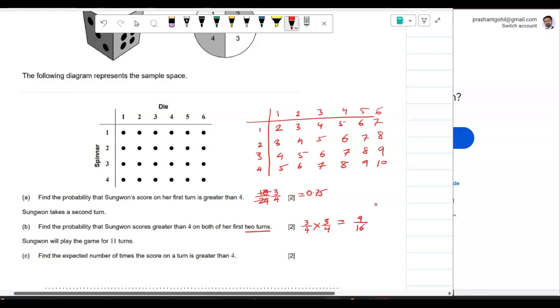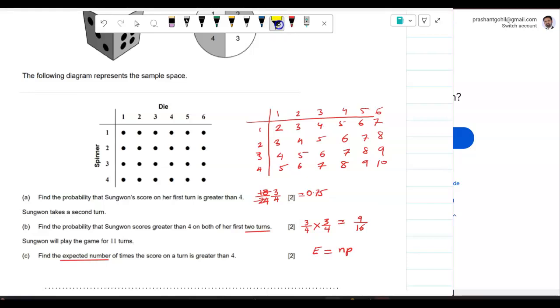Okay, then someone plays the game for 11 turns. Find the expected number of turns on which the score is greater than 4. Tell me what will be the probability? 3/4. What is the formula for expected? Expected is n into p. N is the number of trials. P is the probability of success.